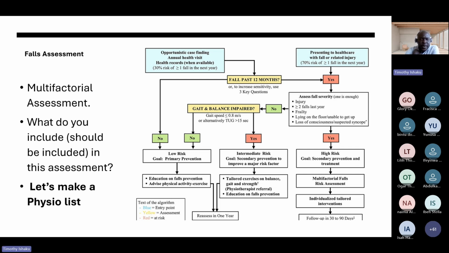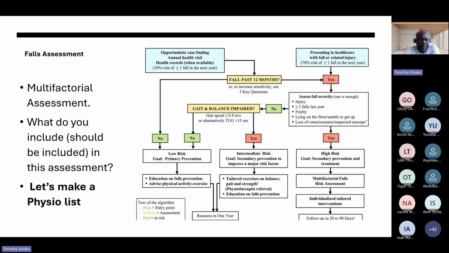Okay, so let's come back. Okay, it's okay now, Al-Qasim. Okay, brilliant. So it's 70% of those with risks of falls, they are more likely to fall in the next year. They are more likely to fall one or more times in the next year.